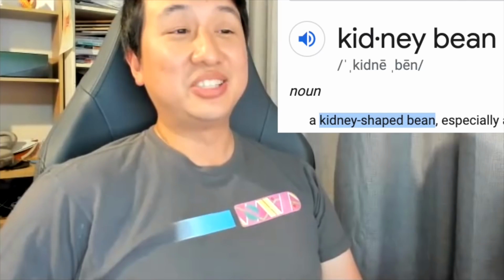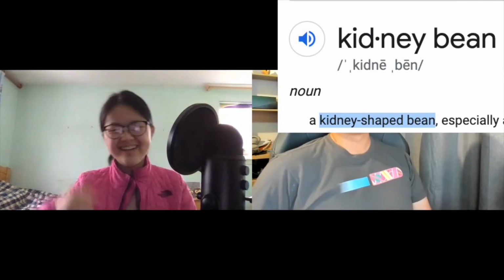That reminds me of a biology textbook that I once had that described the shape of the kidney as being the shape of a kidney bean. I'm not kidding. It was in the textbook. That has to be a joke.